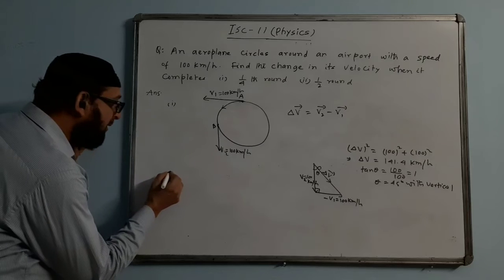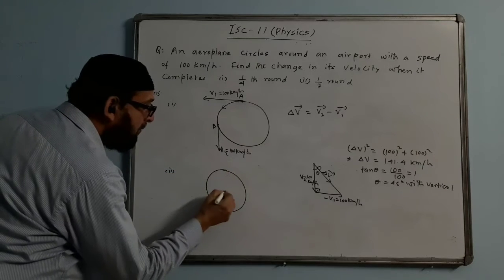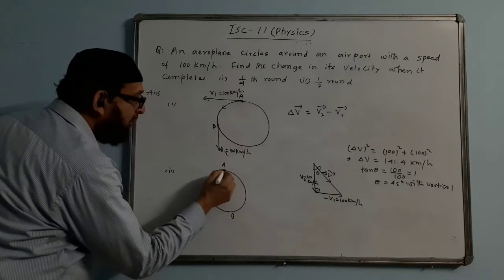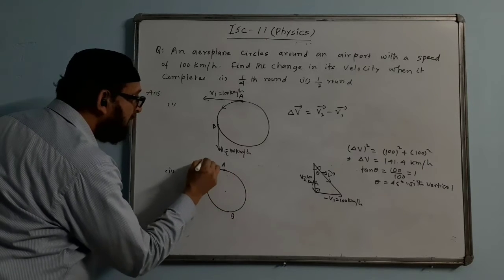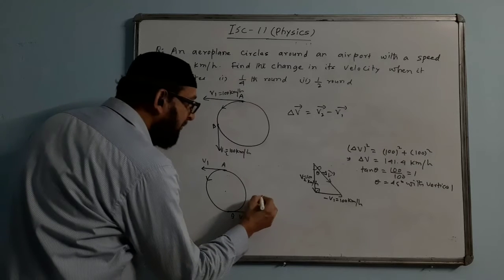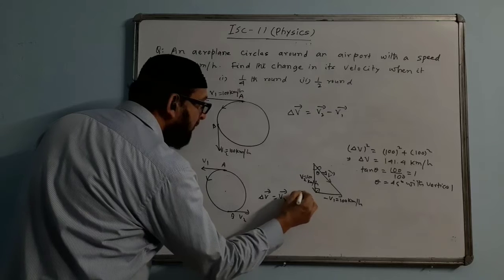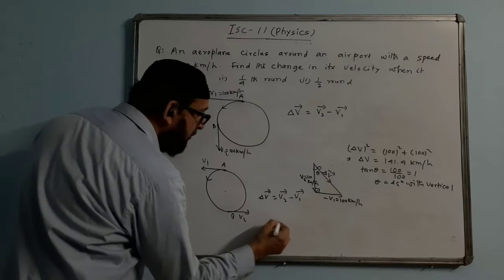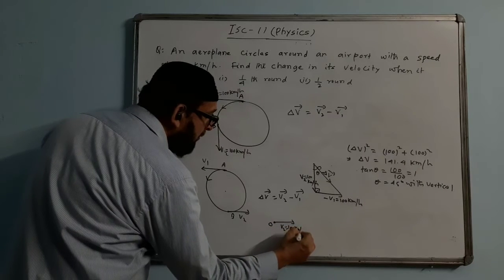Now the second part, let us check. Again the circle we are making. Here is the point A. We choose the point B now, half round. Half round is from here to here. V1 direction will be like this. V2 direction will be like this. We have to find delta V again, that is V2 minus V1. We will start with this V2 first, origin. V2 is like this, value is 100 km per hour.